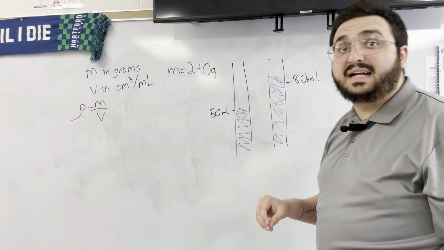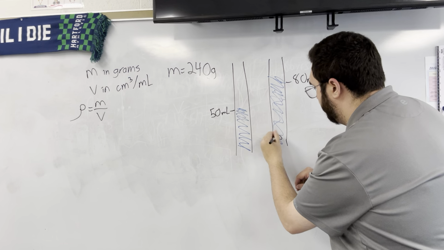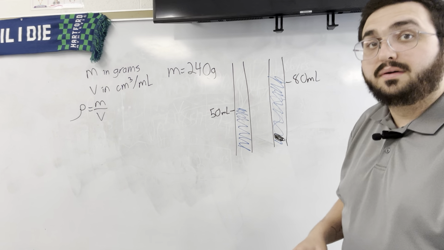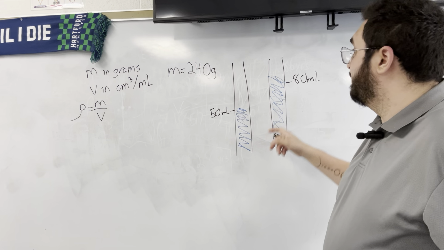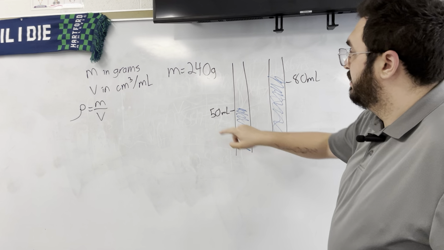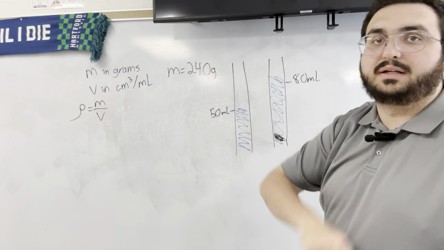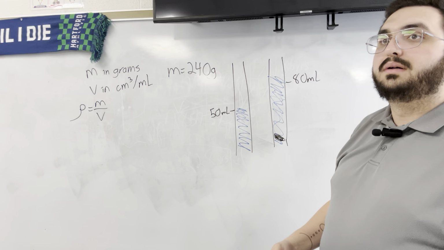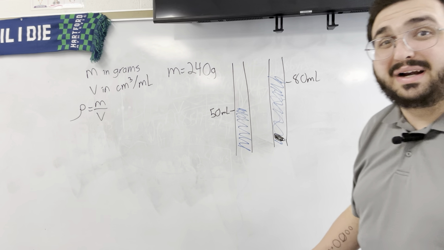The only thing that's changed is I put something into this one. There's like a rock or something like that sitting in there. What that tells me is that the volume of that rock has to be the difference here. So I would do 80 minus 50, and I would get 30 milliliters. And that will be my volume of my object. Of course, if the problem already gives you the volume, you don't need to do any of this.